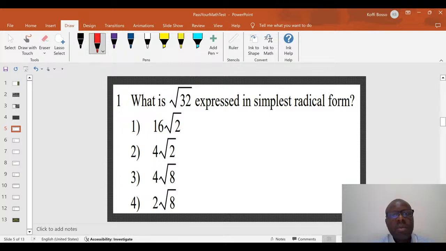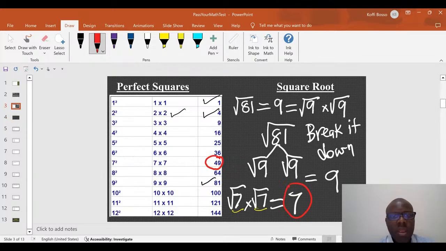We want to simplify the square root of 32. So the question is, what is the square root of 32 expressed in simplest radical form? Okay, the thing is this. Can we say that 32 is a perfect square? No, 32 is not a perfect square. If I go back to the table, 32 is not a perfect square. We have 36 as a perfect square, we have 25 as a perfect square. So 32 has to be between 25 and 36.